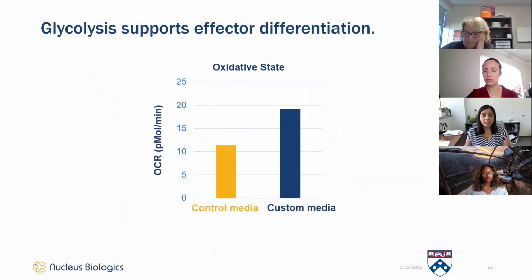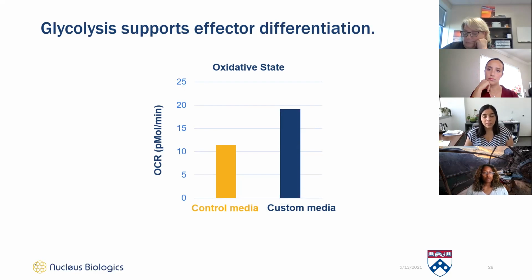So here in the graph, we check the oxidative state of cells that are expanded in the control media or in the custom media. And as you see, the oxygen consumption rate of cells that are expanded in control media is almost half of the custom media. So it tells us that the custom media actually increases the oxygen consumption rate of the cells, which is a great function, and it tells us that in a rigorous, let's say, environment, they would act a lot better and they have higher functional ability.